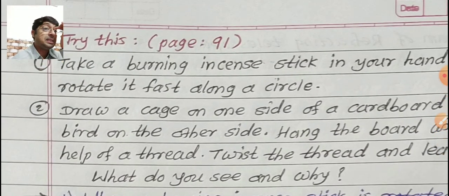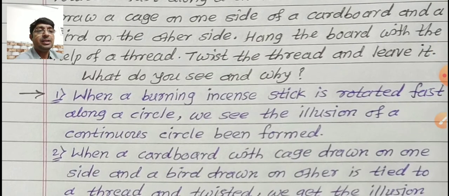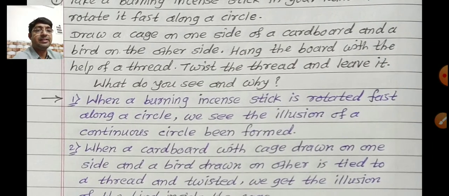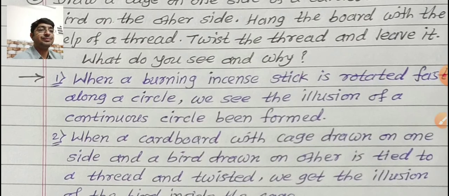What is the first one? About the burning incense stick. When a burning incense stick is rotated fast along a circle, we see the illusion of a continuous circle being formed. You perform this simple activity in the dark. You rotate the burning incense stick very fast, so you are not getting a single red spot, but instead you are observing the continuous circle.